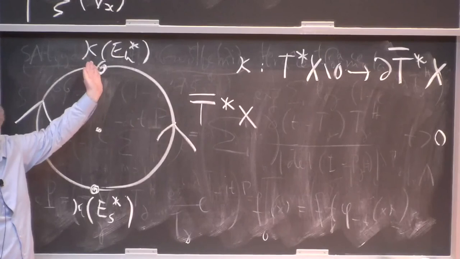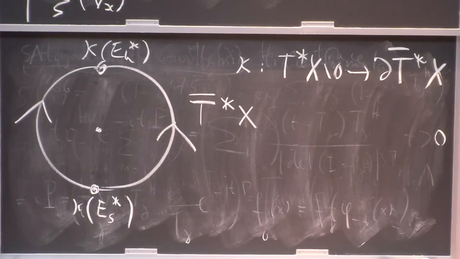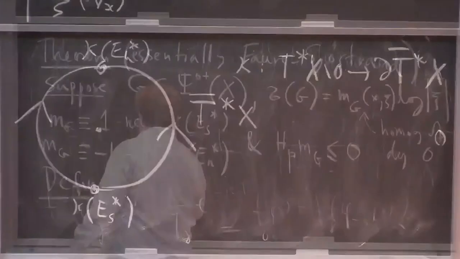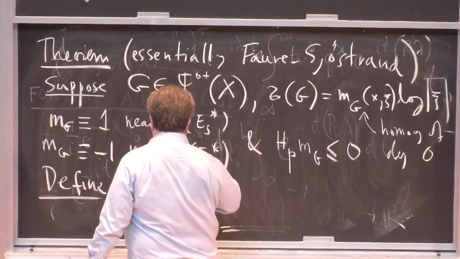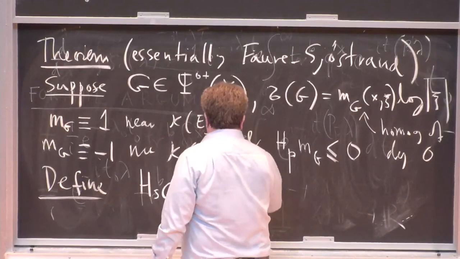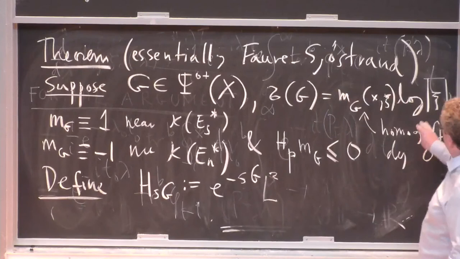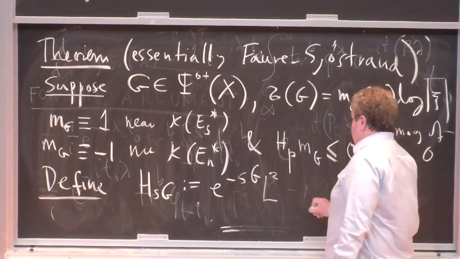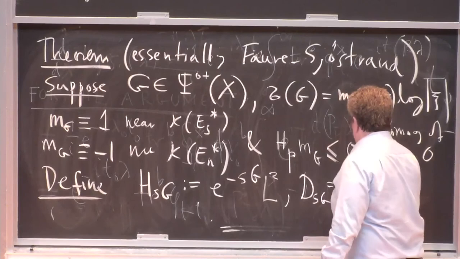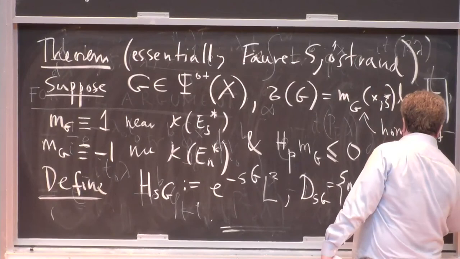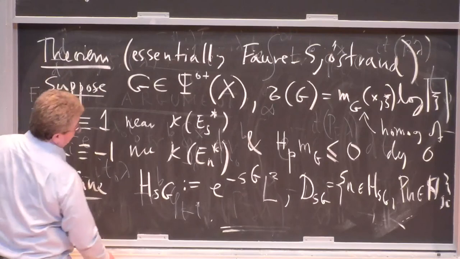And then define the following spaces. H^{sG}, which is equal to e to the minus s G, L2. Observe that because I only have logarithmic growth here, this is a pseudo-differential operator. And then define D of sG to be u in H^{sG} such that Pu is in H^{sG}. So we know what we are proving.